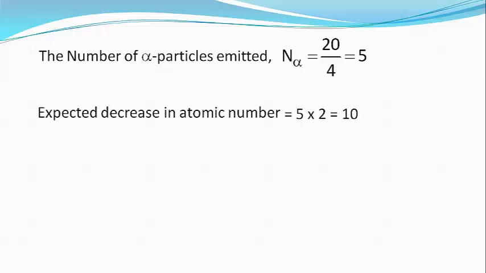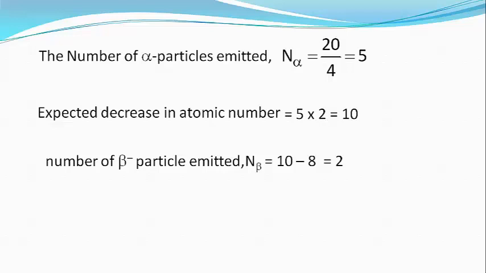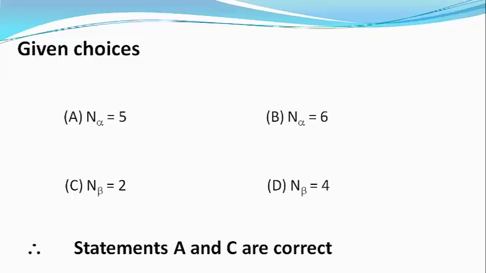If 5 alpha particles are emitted, then the expected decrease in the atomic number is 10. However, in the given problem, the decrease in atomic number is only 8. That clearly means that along with 5 alpha decays, the parent nucleus undergoes 2 beta decays. Hence, n beta equals 2. From the above discussion, it is clear that statements A and C are true, whereas statements B and D are false.